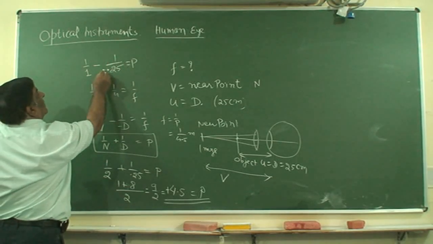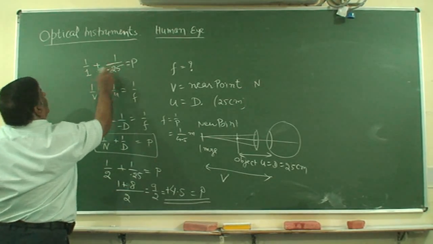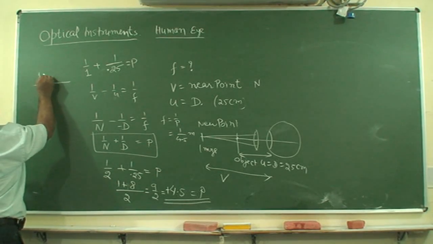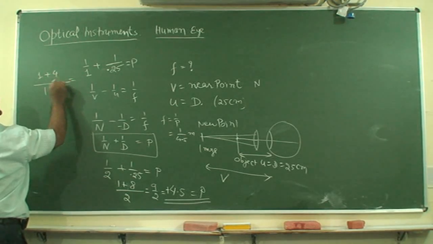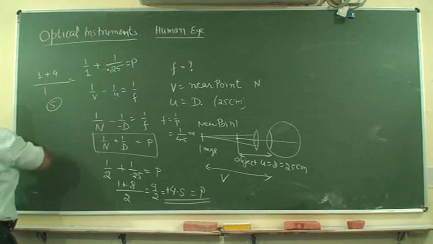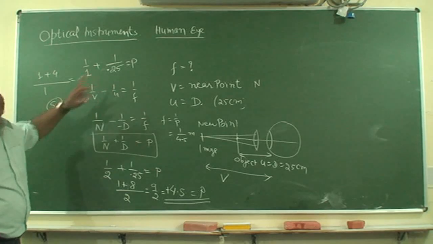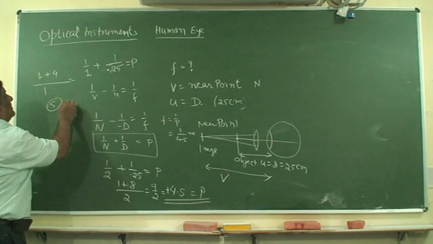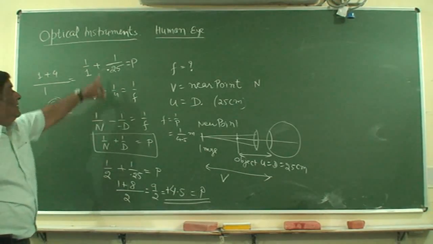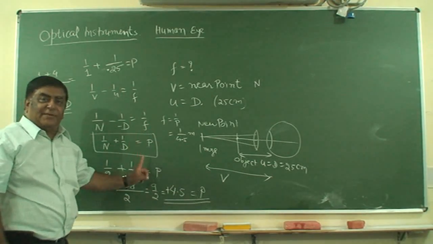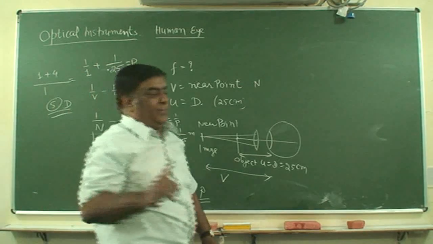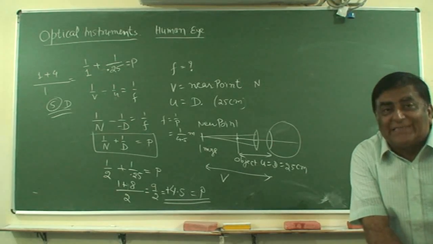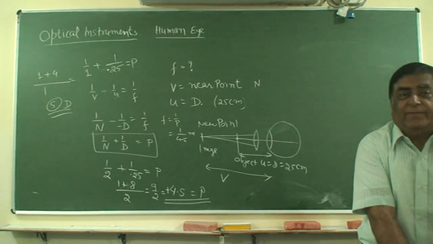And again solve it. This will become minus minus plus. Again we will solve it. It will come 2. Here 1, and this is 1 plus 4. This is 5. So we will need a lens of 5 diopters. So this is how we will make it. So remember this method for hypermetropia and that method for myopia. These are the two things you must practice more, because these are the things which are asked mostly.